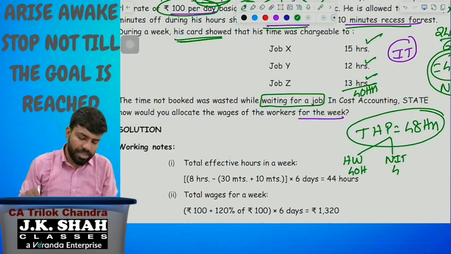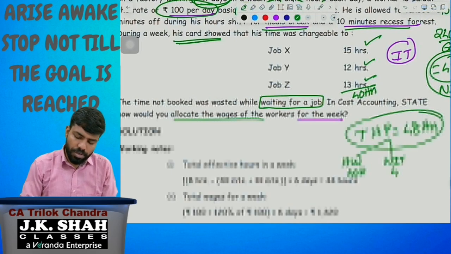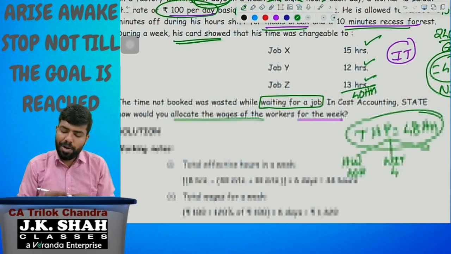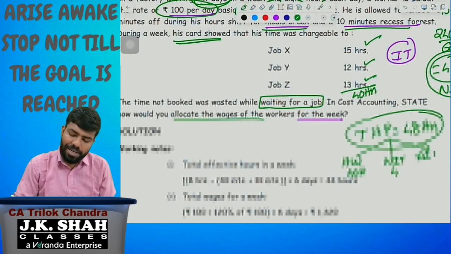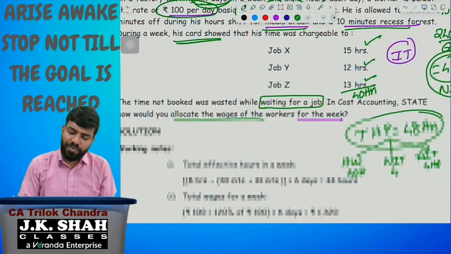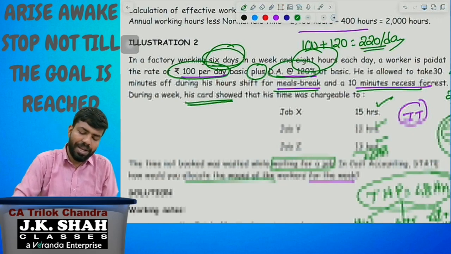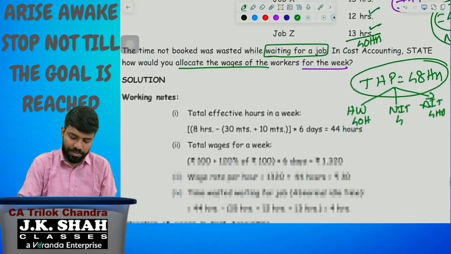So what they mean to say is, the time not booked was wasted while waiting for a job. In cost accounting, state the allocation of wages to the worker for the week. Whatever time is not booked is abnormal idle time. How many hours? 4 hours. So hours worked is 40, normal idle time is 4, abnormal idle time is 4. Now what are we going to do? Let us see the total earnings. 220 per day into 6 days. How much will we get?